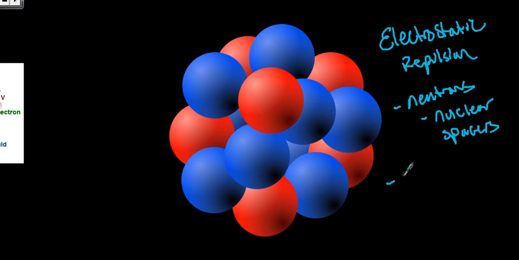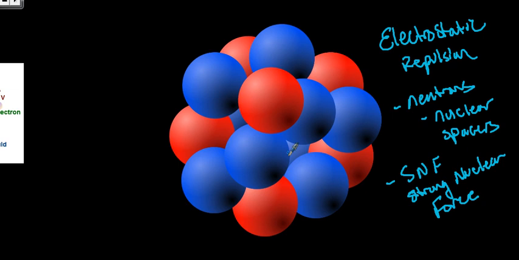Okay. Then there's the strong nuclear force. No, not Sunday Night Football. The strong nuclear force, which is a subatomic force that holds the protons and neutrons and everything inside the nucleus together, just because they are close together. They are close together on a nuclear scale, which allows the strong nuclear force to take over. The other issue with the Rutherford model is this.